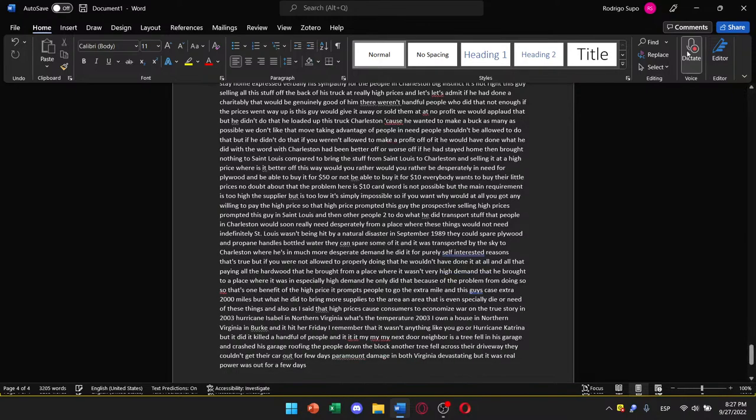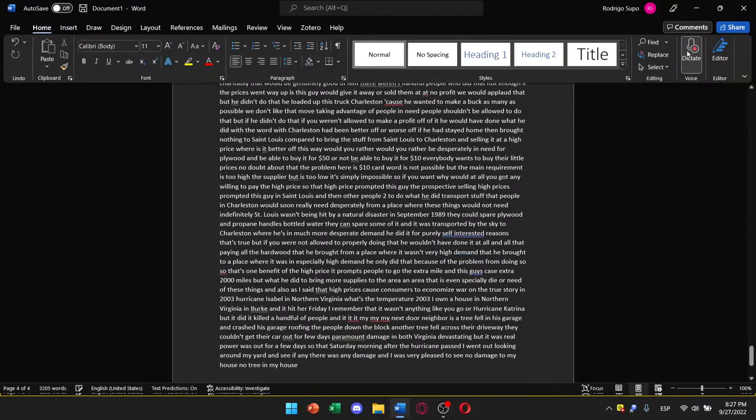So that Saturday morning after the hurricane passed, I went out looking around my yard to see if there was any damage. And I was very pleased to see no damage to my house, no tree on my house. It was in pretty good shape. Property seemed to be in good shape. So I was much relieved.